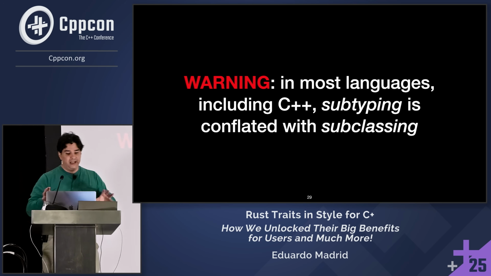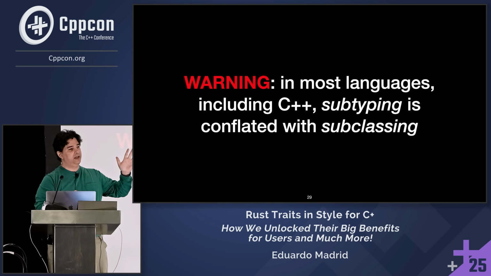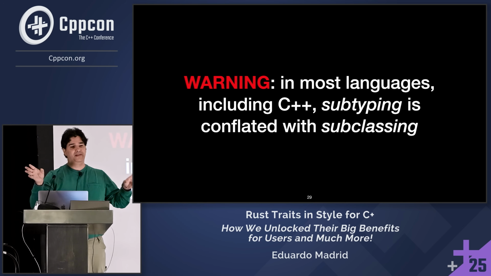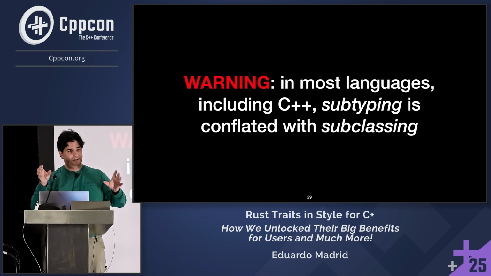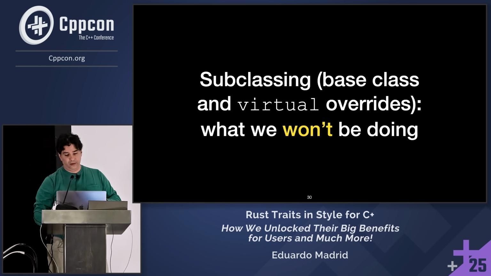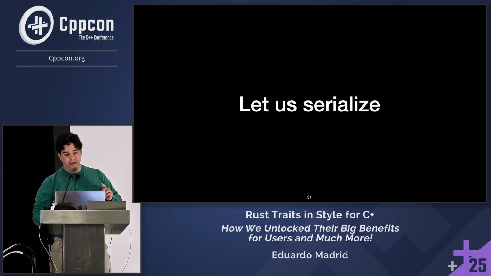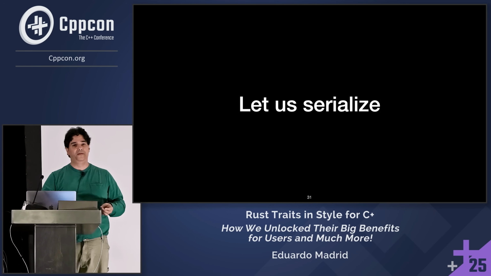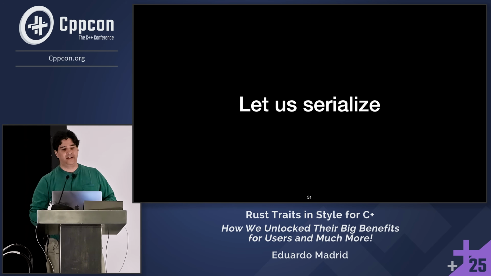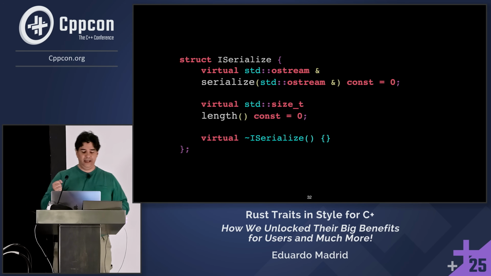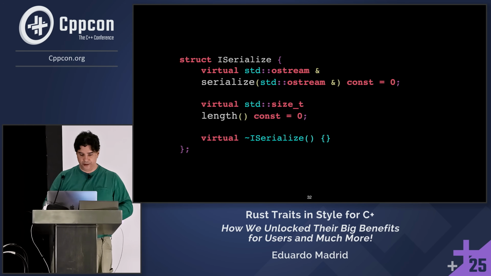Warning, most languages, including C++, conflate both things, subtyping relations with subclassing relations. And we will see that that is precisely the bulk of the problem we're going to be solving. And that's what we are not going to be doing. And let us introduce everything by a simple example that hopefully is going to be familiar to all of us, which is the example of serialization. So let's say that we have this interface of serialization.